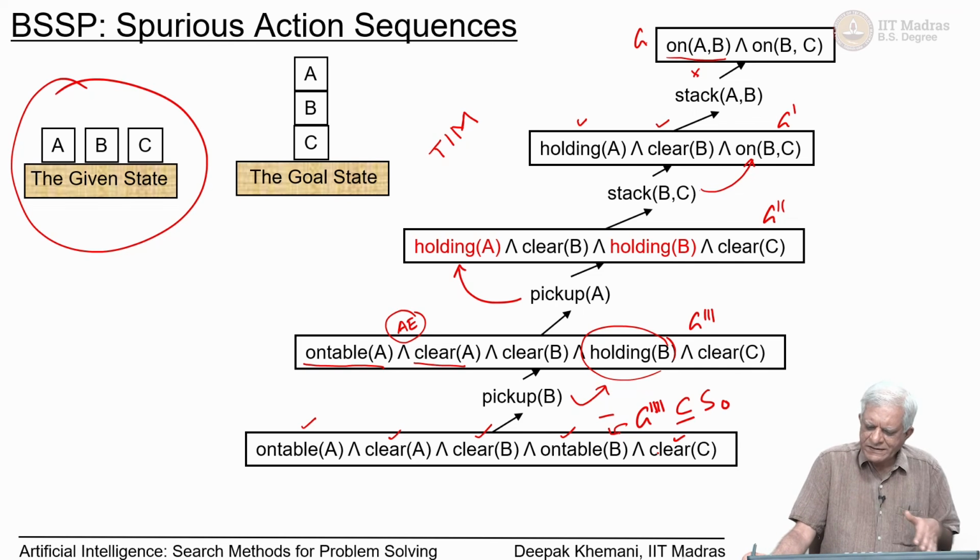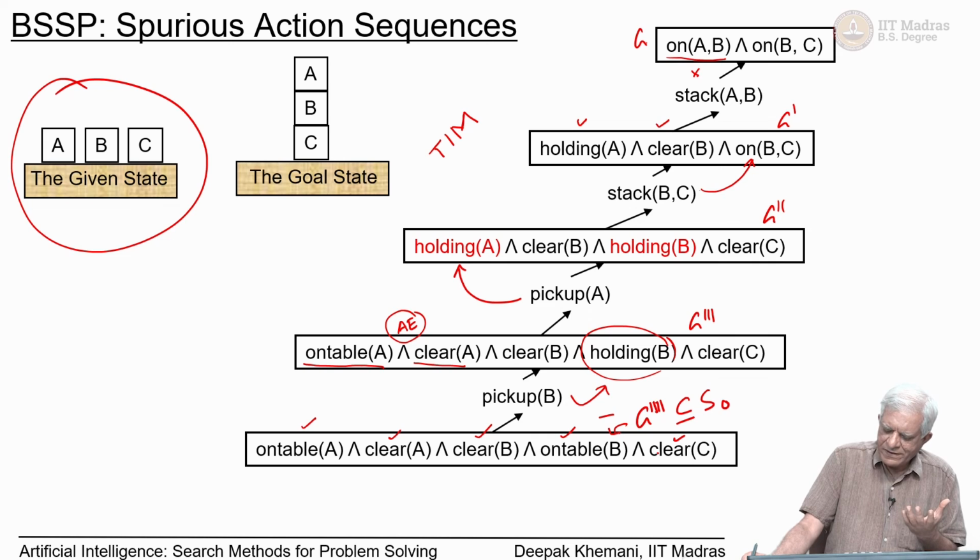So, this illustrates how backward state space planning may find a plan. What is the plan? Pick up B, pick up A, stack B onto C and stack A onto B. But we have seen already that on the way there were these spurious states: holding A was true, holding B was true in some goal state, or arm empty was true and holding B was true in some goal state, and we observed that it is not possible, but we said that backward state space planning cannot see that.